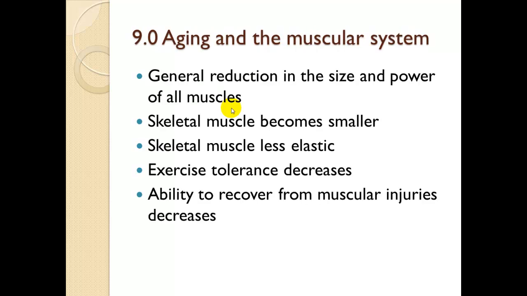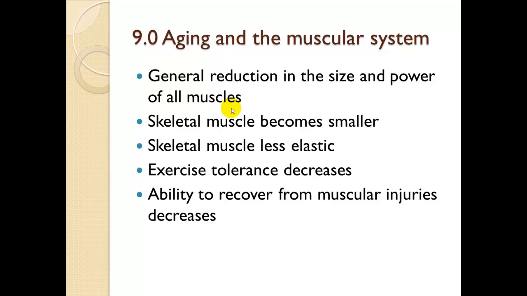And this is 9.0. This is aging and the muscular system, and these are just some generals here. General reduction in the size and power of all muscles. That's because a 90-year-old male is not going to be as strong as he was whenever he was 20. Skeletal muscles become smaller. Skeletal muscles become less elastic. You lose some of your flexibility.